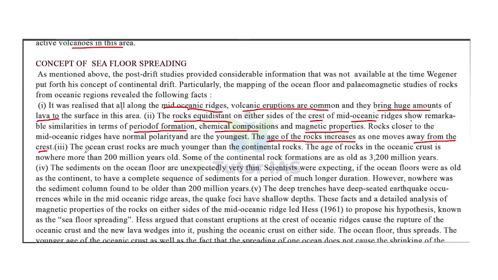Third one, the ocean crust rocks are much younger than the continental rocks. So that shows that new rocks are forming. The age of rocks in the oceanic crust is not more than 200 million years old. Some of the continental rock formations are as old as 3200 million years.